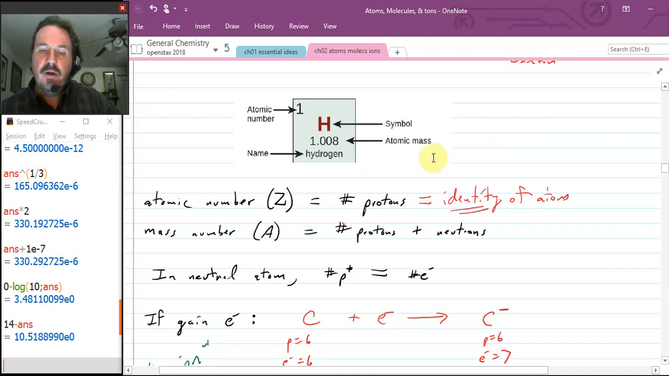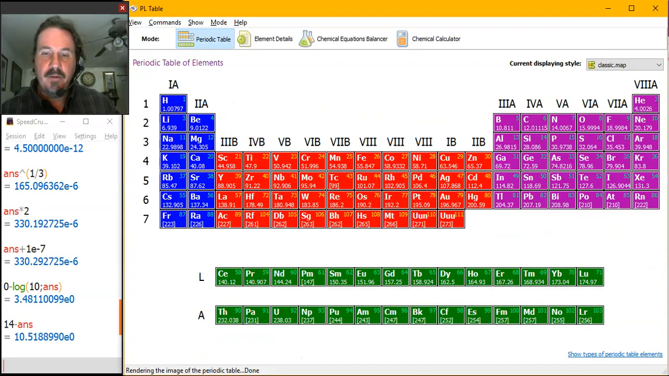And so here's a couple definitions for you. The atomic number, which we symbolize with a capital Z, is simply the number of protons. And as I mentioned before, that's the identity of that atom. If you've got an atom that has 3, for example, we'll go down to a periodic table here. Here we go. That would be lithium, 3 protons.